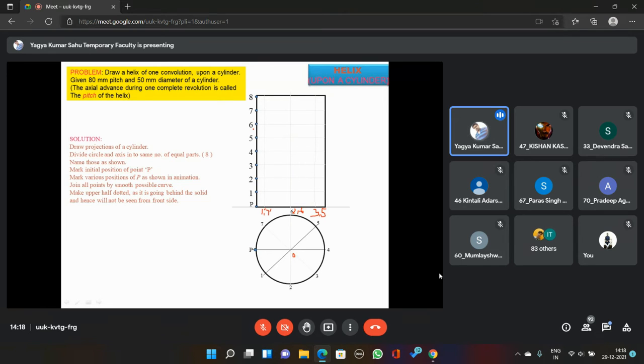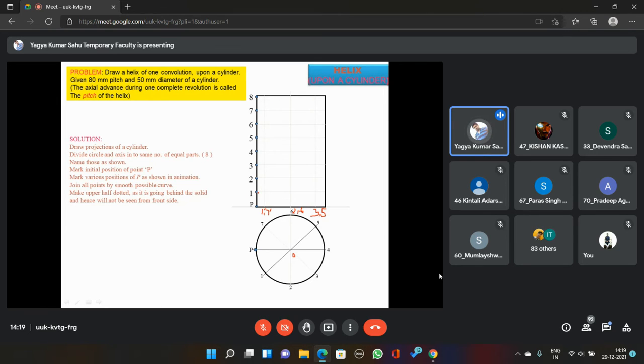Now draw a horizontal line from all the points, 1, 2, 3, 4 up to 8, parallel to the diameter of this circle. Now find out the intersection of the horizontal line passing from 1 and the vertical line passing from 1 in the top view as well as in the front view. Are you getting this one?